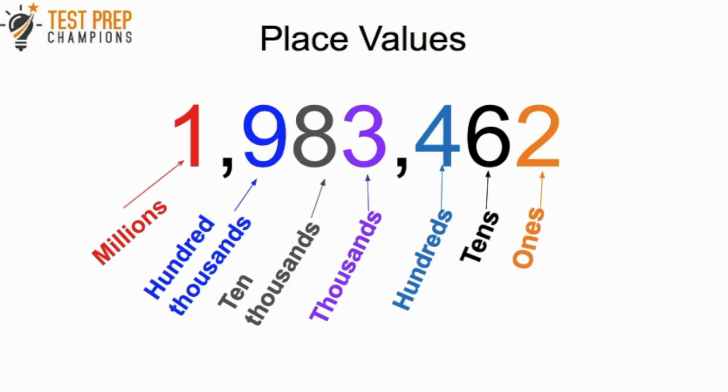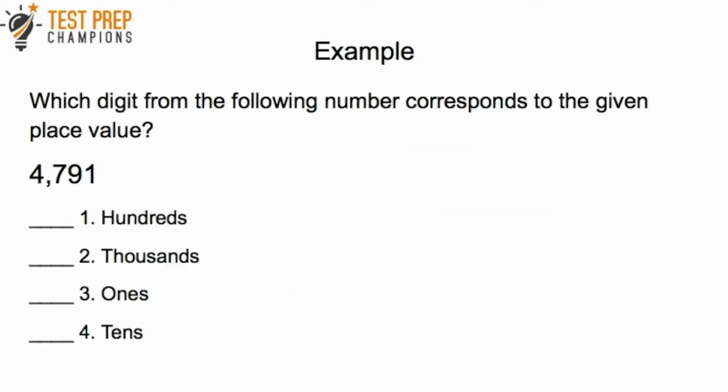So I've put an example of a big number on the screen here, and I want you to see that the 2 is in the ones place, the 6 is in the tens place, 4 is in the hundreds place, 3 is in the thousands, 8 is in the 10,000s, 9 is in the 100,000s, and 1 is in the millions. So to test yourself on how well you understand how to identify place values, here's an example for you.